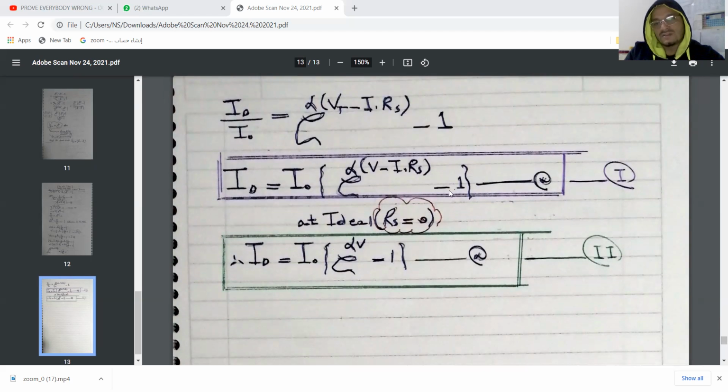And all that is for the non-ideal diode, but when dealing with an ideal diode, we can use the same equation, but we must note the important condition: at the ideal case, we don't have series resistance, it equals 0. That means we will come back again to the Schottky equation.